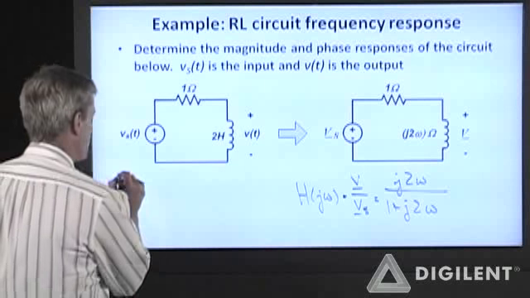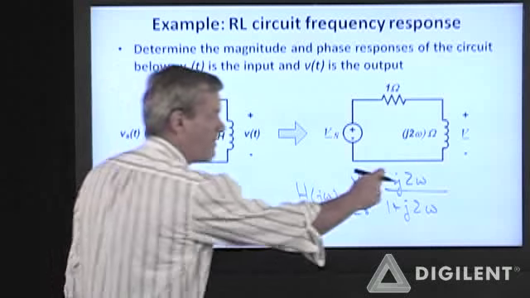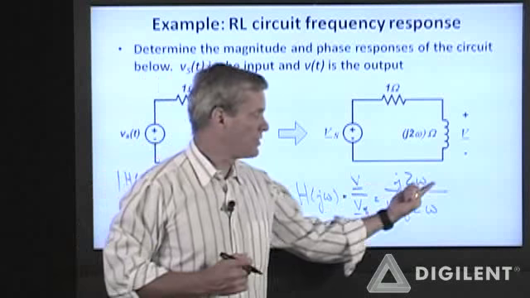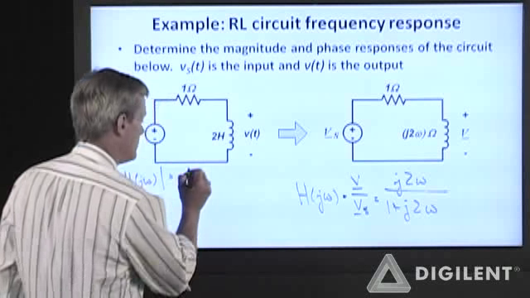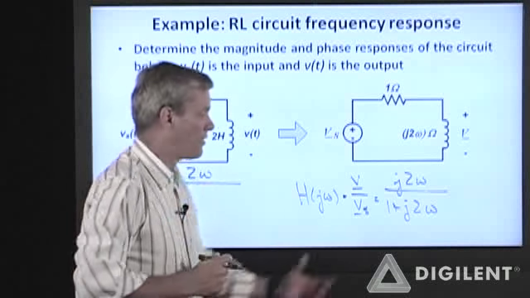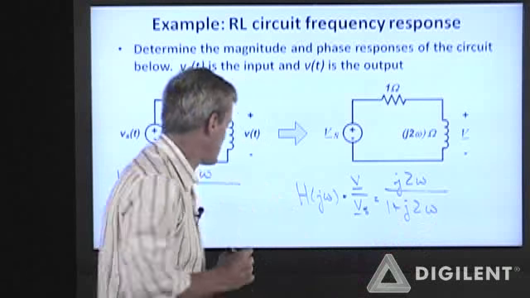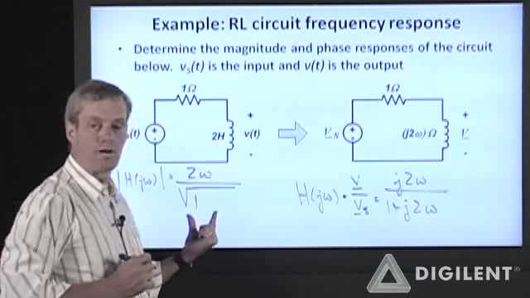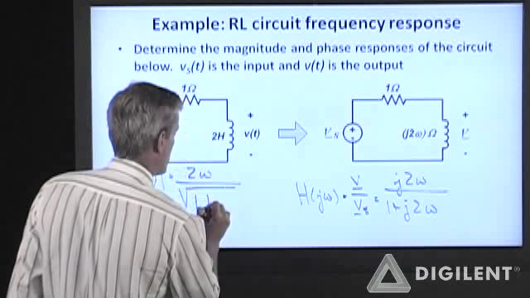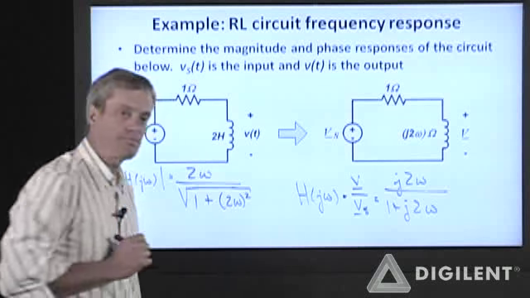So the magnitude response, magnitude of H of J omega, is equal to the magnitude of the numerator. This is a purely imaginary number. Its magnitude is just 2 omega, over the magnitude of the denominator. To take the magnitude of a complex number, I take the square root of the square of the real part, 1 squared is just 1, plus the square of the imaginary part, which is 2 omega squared.